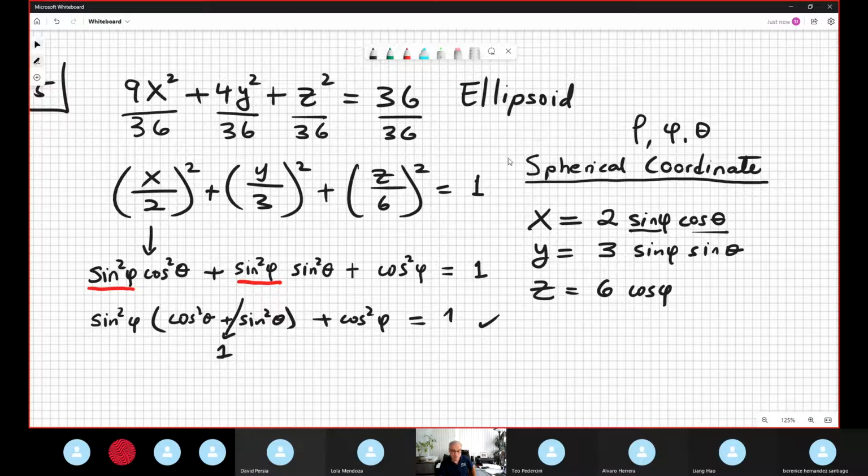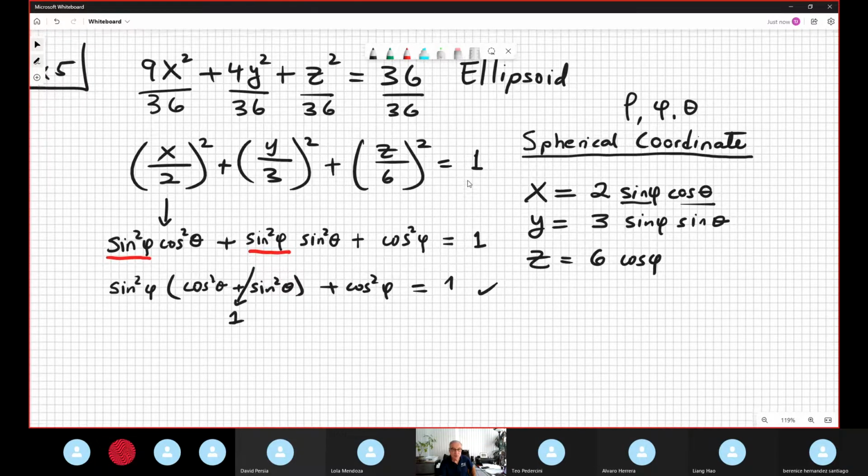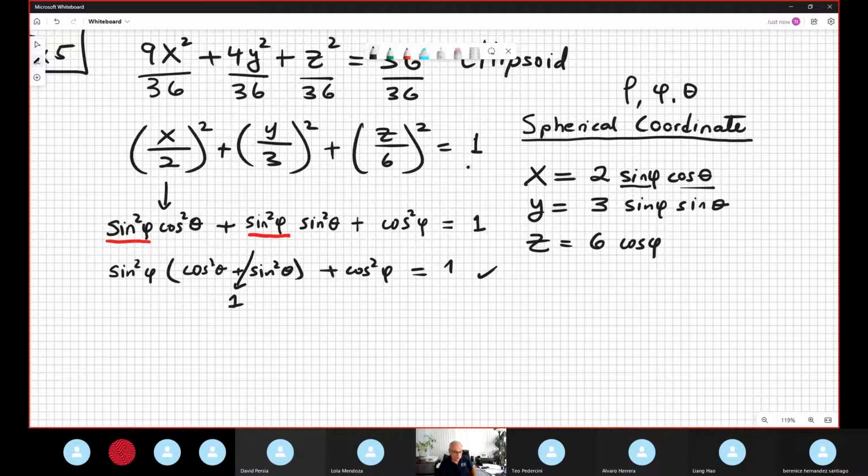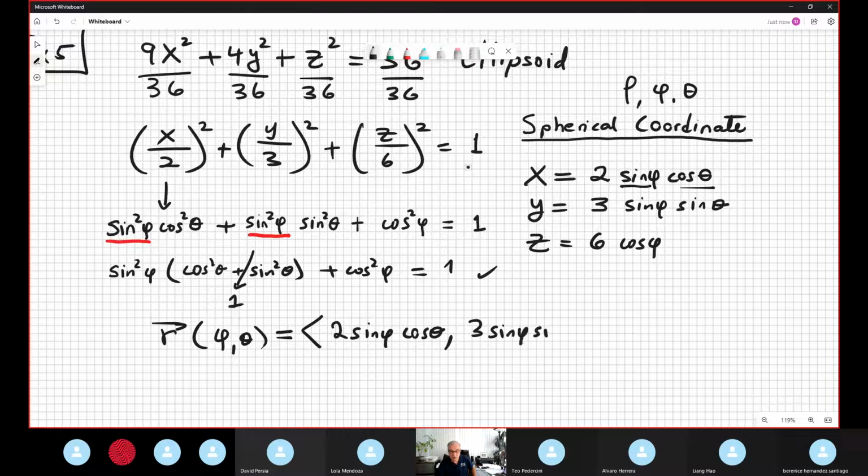Then we use this equation for the parameterization and the vector-valued function of this surface, which is r as a function, in this case, of phi and theta. These are our parameters, which have physical, that is, geometric meaning. The x component is 2 sine phi cosine theta, comma, the y component is 3 sine phi sine theta, comma, and the z component is 6 cosine phi.